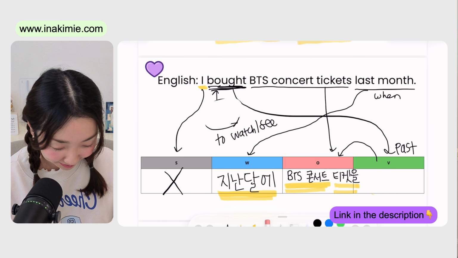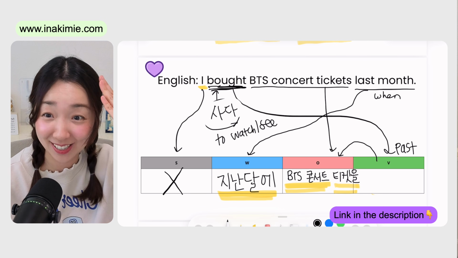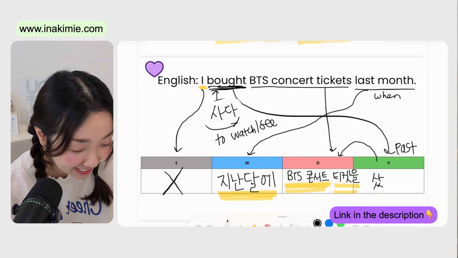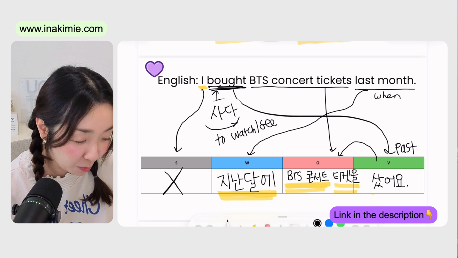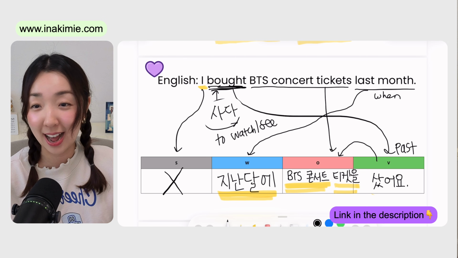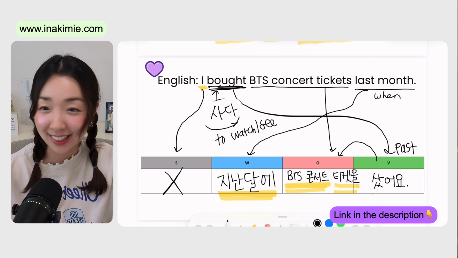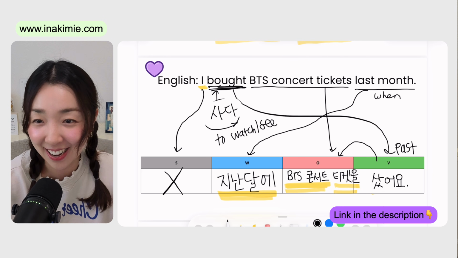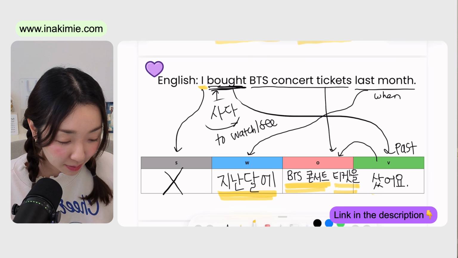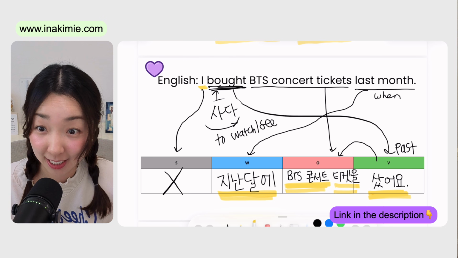Oopsie. It's 사다. That's to buy. What's going on here? 사다. Now turn that into past tense. 샀어요. Some of you are watching, you probably caught it. You're like, Aina is watching the guys already. The boys are already playing in her head. That's why she cannot connect to what she's teaching right now. Sorry about that. So, 지난달에 BTS 콘서트 티켓을 샀어요. You bought it, not you watched it.